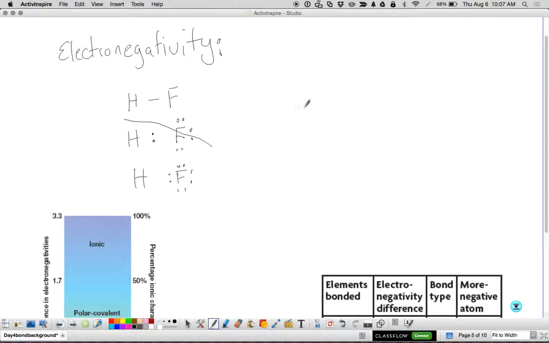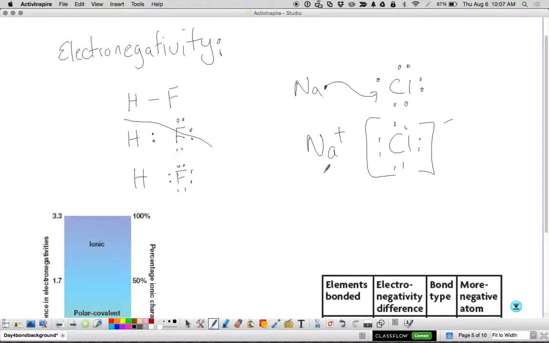Okay? Now, if you compare that to an ionic bond, something like Na and Cl, what we know is that, if we remember way back to the beginning of this unit, okay, chlorine's got 7 valence electrons, sodium has 1. Sodium wants to give up its electron to chlorine to make sodium plus and chlorine minus. Okay?